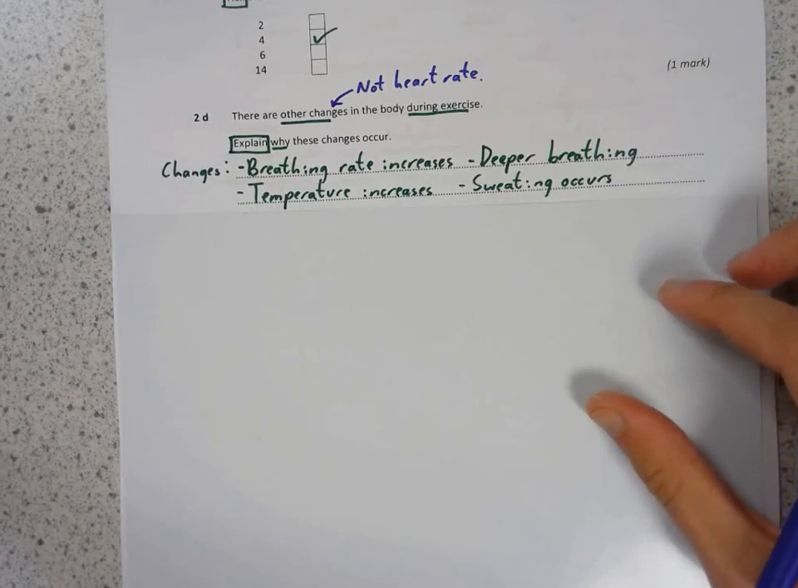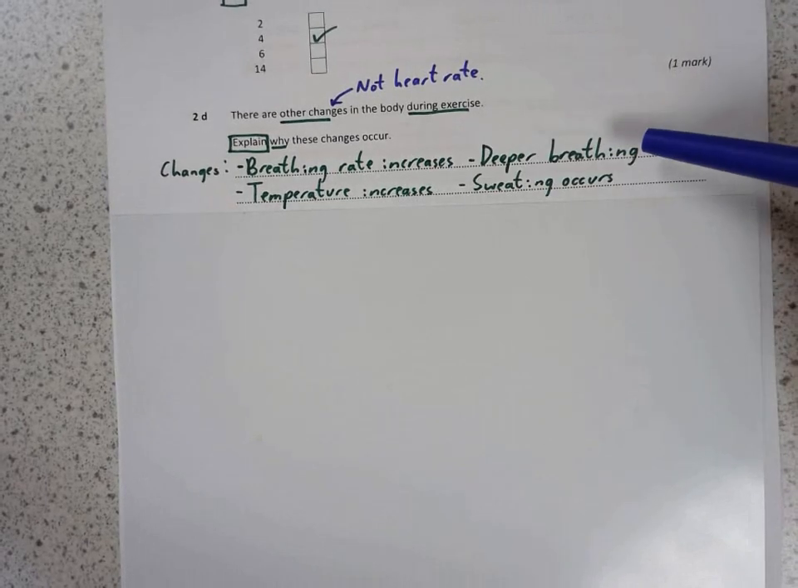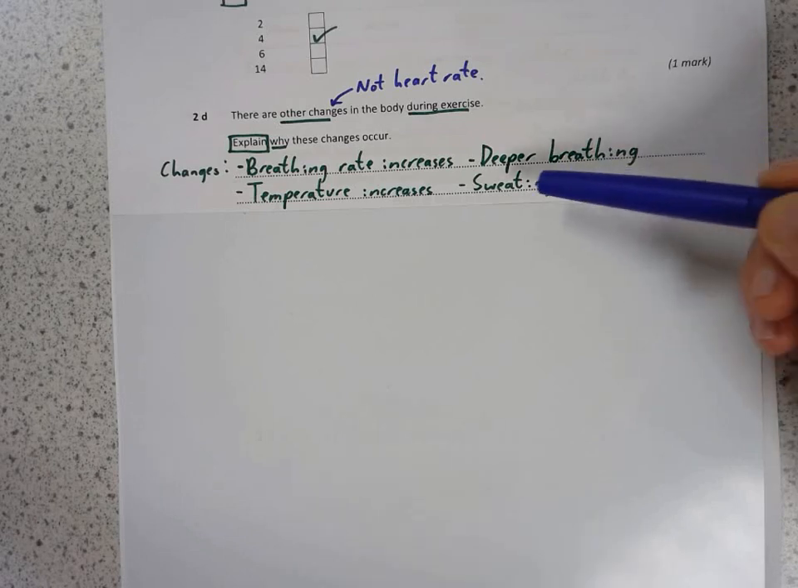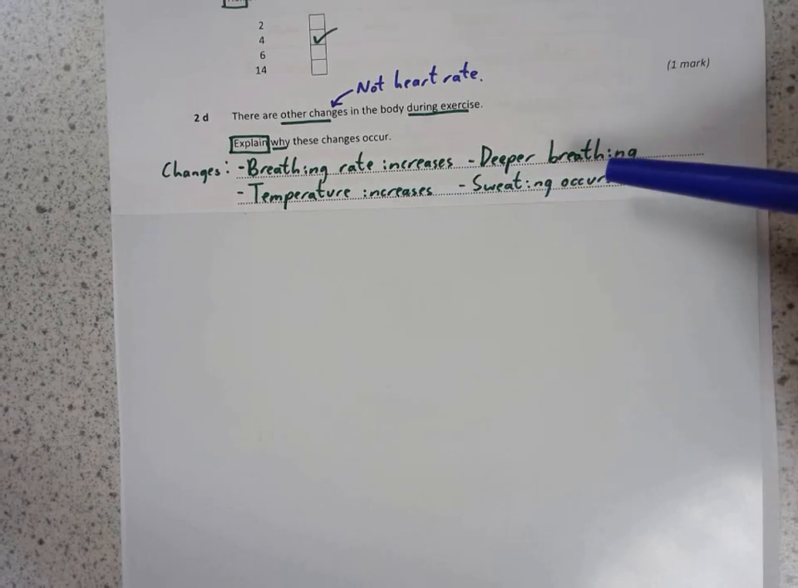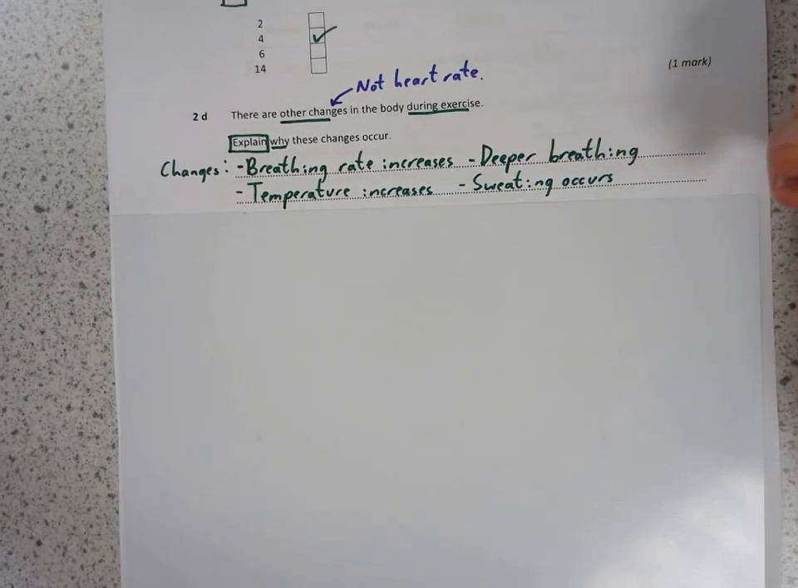Some changes you could have written down. You could have said the breathing rate increases. You breathe a lot deeper, so you're taking in more air. You could have said for that point the breathing volume increases. You could say your body temperature increases, or that sweating occurs. So there are any of the changes that you could have said. I'm going to tell you in a moment exactly how you get your marks.